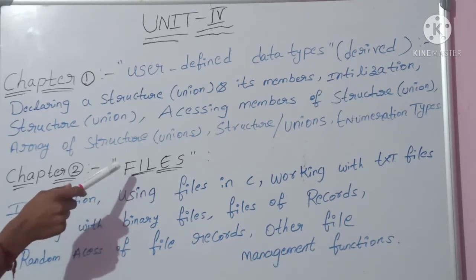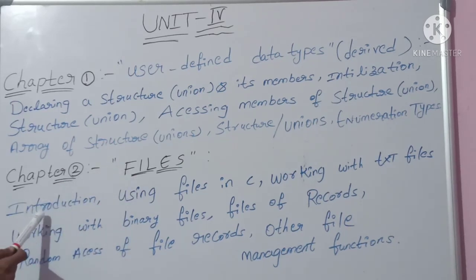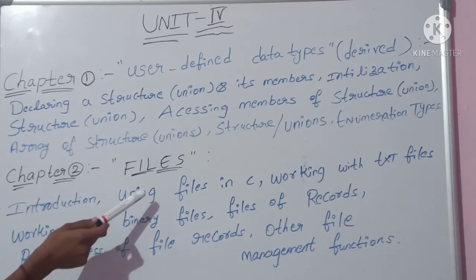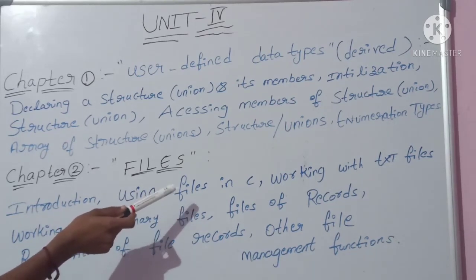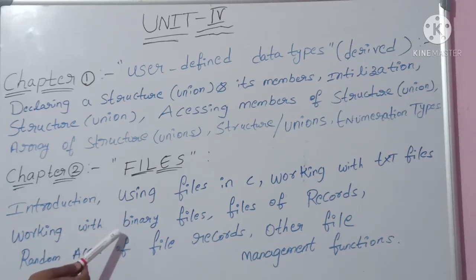A file is a collection of records. Okay. Introduction to files. Using files in C, there are a few different types of files. Working with text files, working with binary files, files of records, and random access of files and records, and other file management functions. These are our syllabus. We discussed the syllabus. Later we will go into the topics deeply.